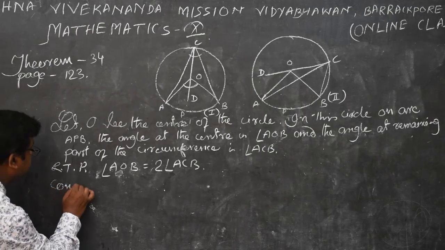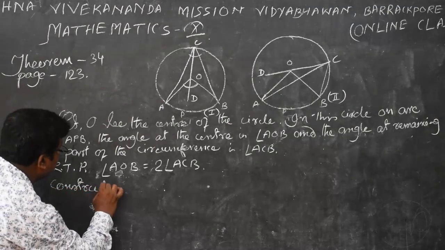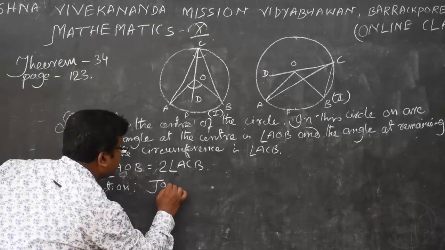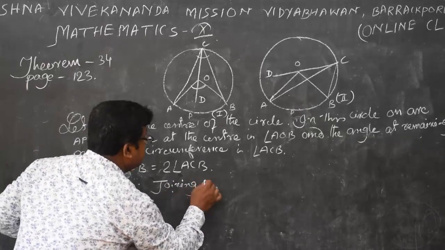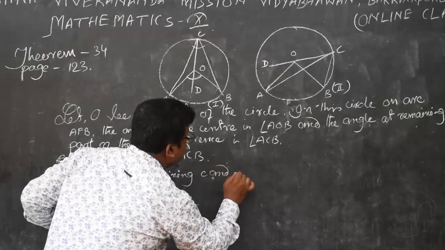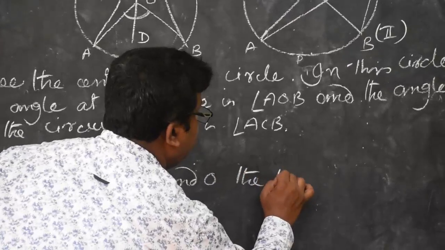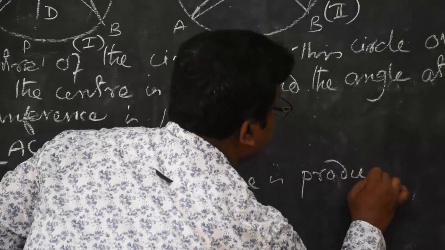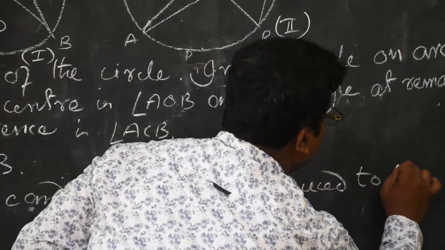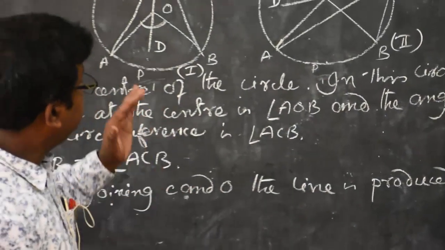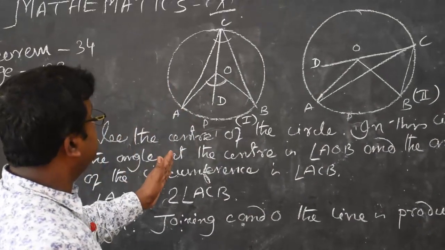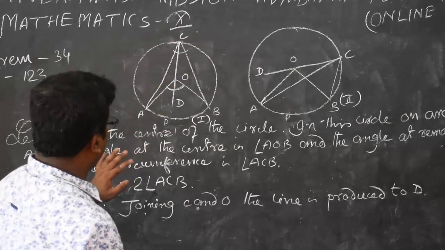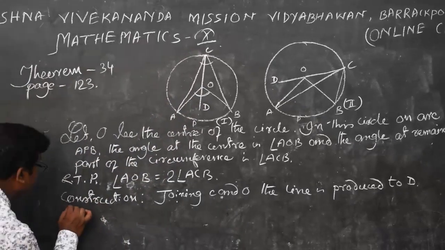Construction. Now we have to write the construction. Construction: joining C and O, the line is produced to D. Okay, don't use any small letter, always you have to use block letters in case of a theorem. Okay, in the figure. Now we are going to start the proof.